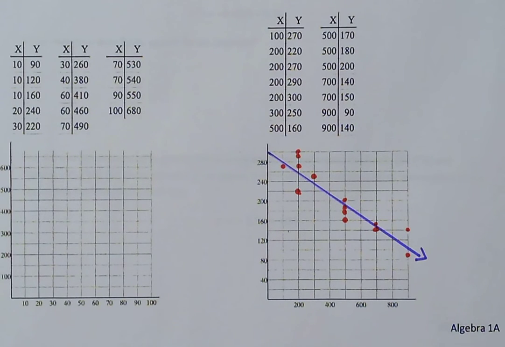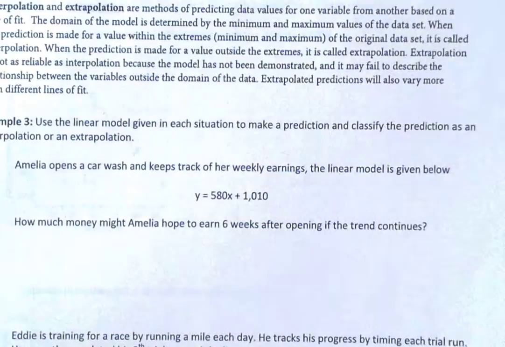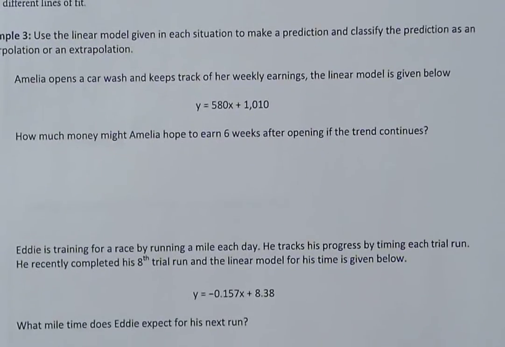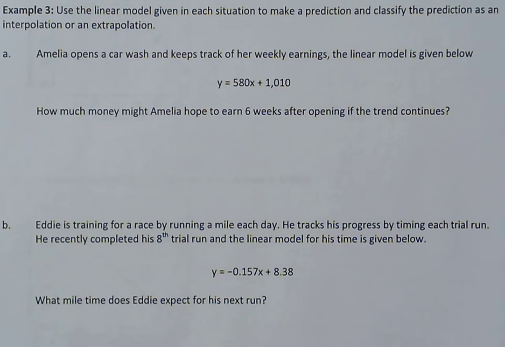So with that said, we are going to move on to example 3, and we are going to talk about how to use a line of best fit and that equation of the line of best fit to make a prediction. So example 3 wants us to use the linear model given in each situation to make a prediction and classify the prediction as interpolation or extrapolation.